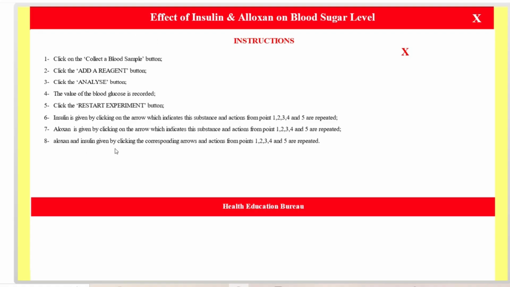So Alloxan and insulin are given by clicking corresponding arrows, and action from point 1, 2, 3, 4, 5 are repeated. So before clicking these two buttons, we have to follow these points. This was the instructions or procedure. Now we will go for the experiment.